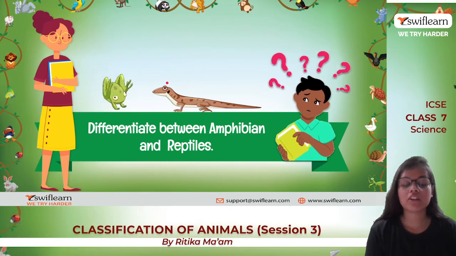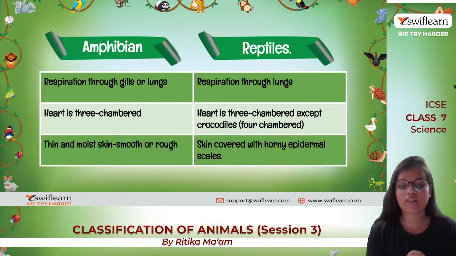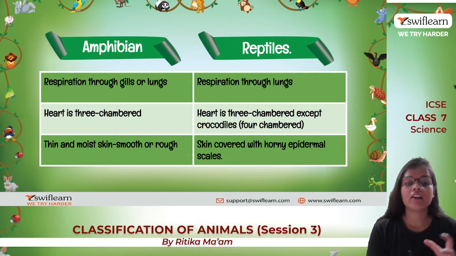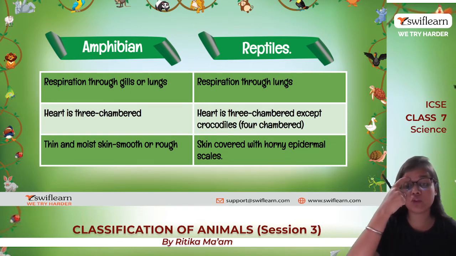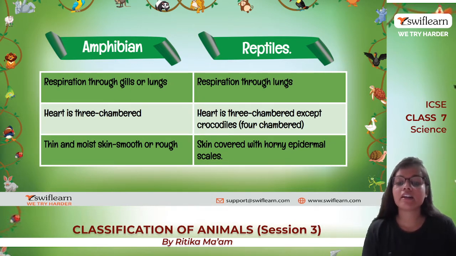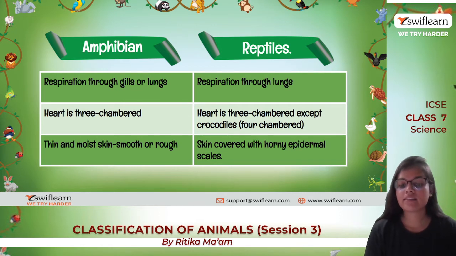Now talking about the differentiation between amphibians and reptiles. Amphibians are the animals which can respire through gills and through lungs at different stages of their life cycle. Their heart is 3-chambered, and they have thin and moist skin which can be smooth or rough. And reptiles respire through lungs. Their heart is also 3-chambered, but the crocodile is an exception which has a 4-chambered heart, and their skin is covered with scales. Okay, epidermal scales are there, so it covers the whole skin.